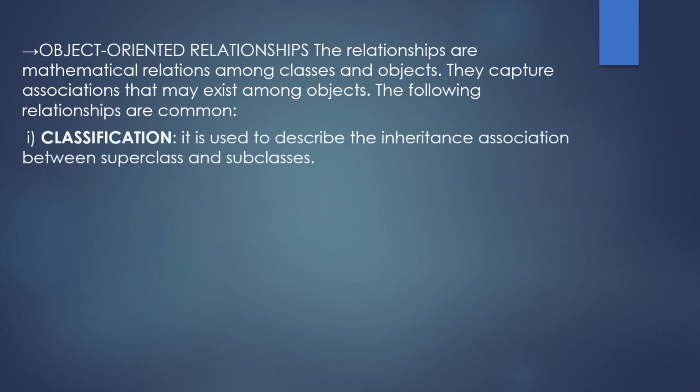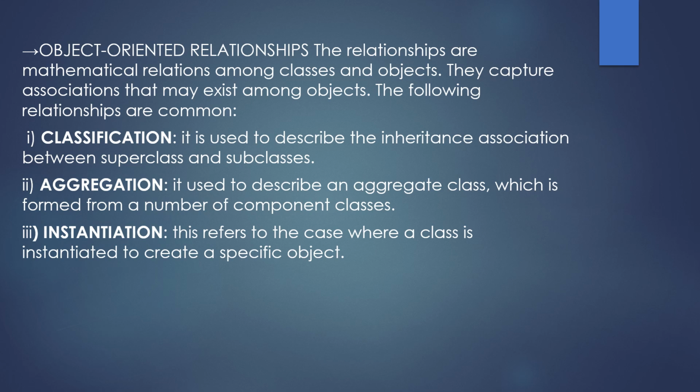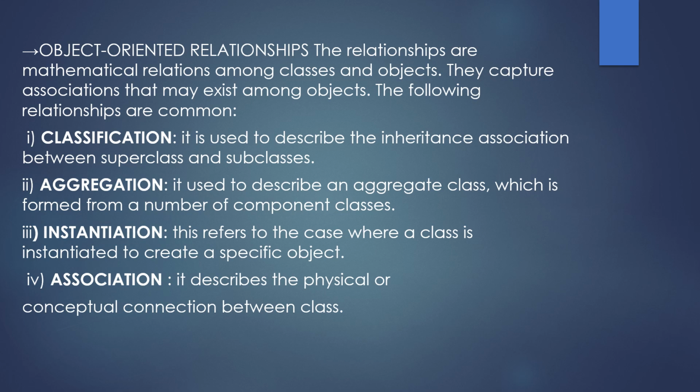Classification. It is used to describe the inheritance association between superclass and subclass. Aggregation. It is used to describe an aggregate class which is formed from a number of component classes. Instantiation. This refers to the case where a class is instantiated to create a specific object. Association. It describes the physical or conceptual connection between classes.